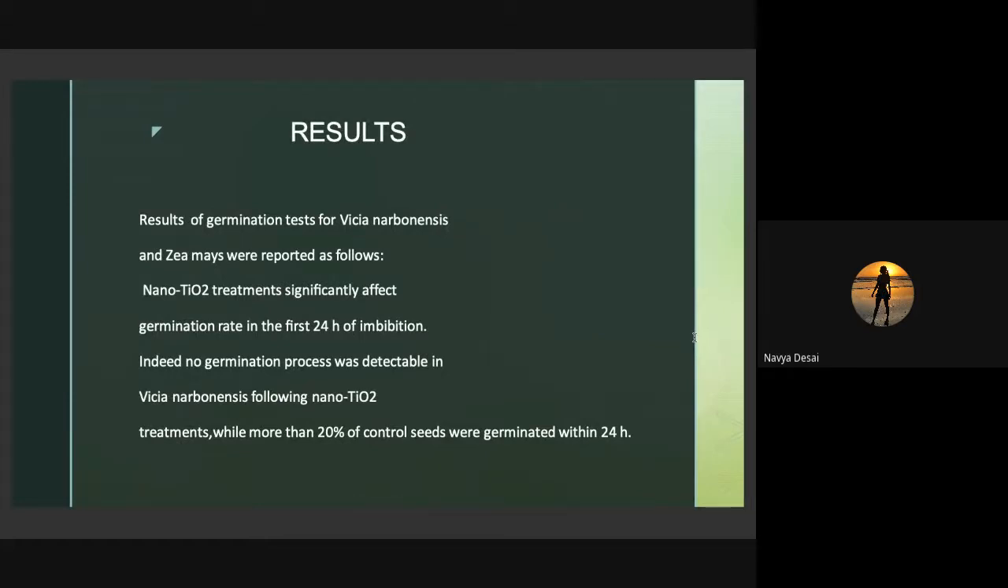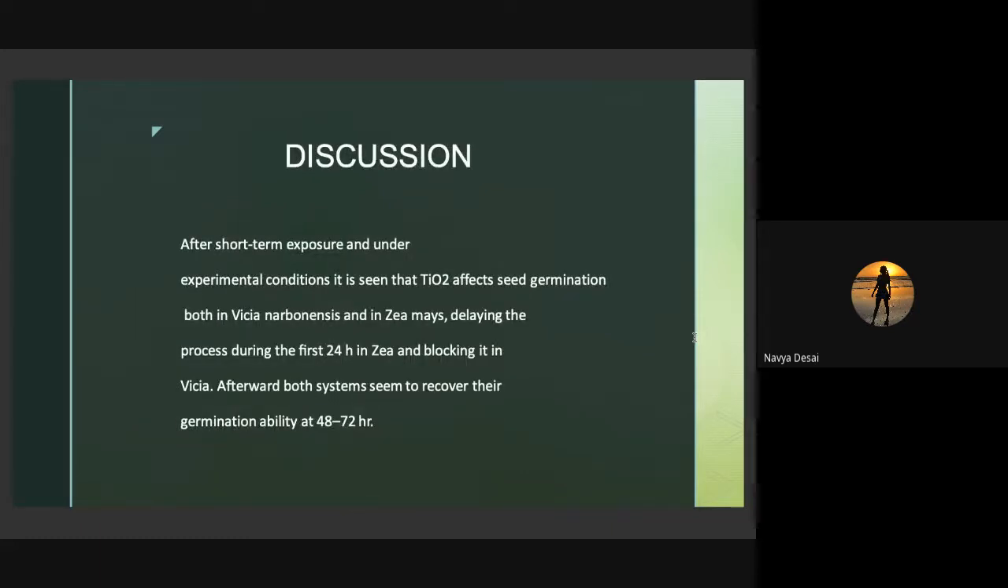So coming to the results, nano TiO2 treatments significantly affected the germination rate, but only in the first 24 hours of imbibition. No germination process was detectable in Vicia narbonensis following titanium dioxide nanoparticle treatments, while more than 20% of control seeds were germinated within 24 hours, whereas in Zea mays, the seeds reached 50% germination at 0.2% concentration, but at higher concentration, the germination rate was almost halved.